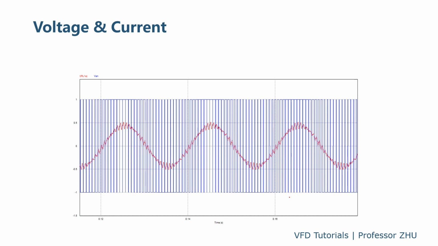And this is the output voltage and current of the two-level inverter. This is the PWM voltage, and the current is very close to sinusoidal. Here are two issues. One is the carrier wave frequency. The carrier wave frequency for a low voltage drive is typically in the kilohertz range, for example, 2 kilohertz to 10 kilohertz.